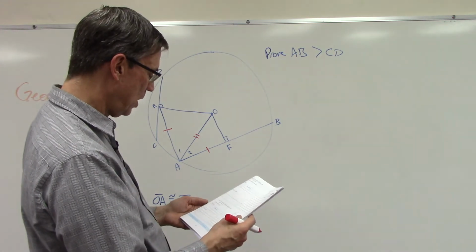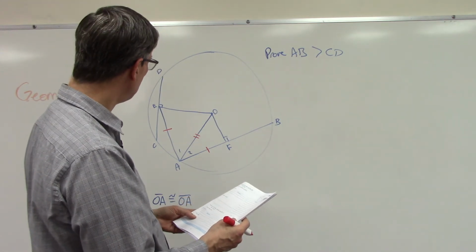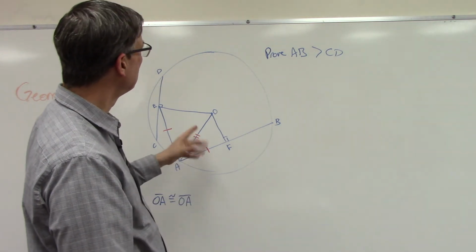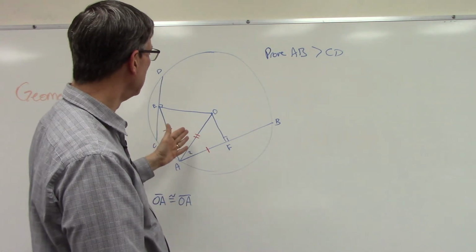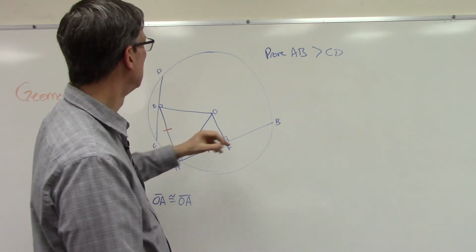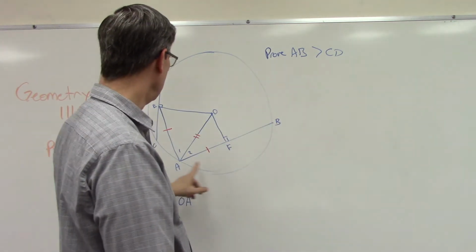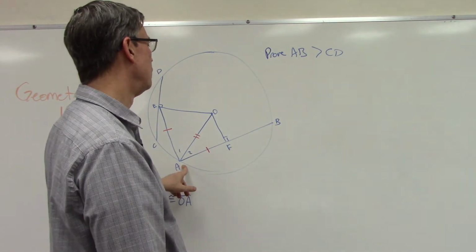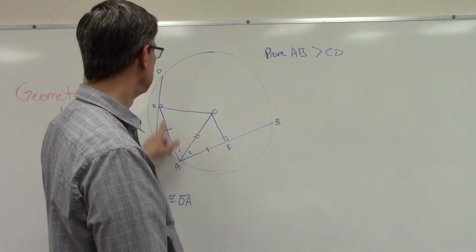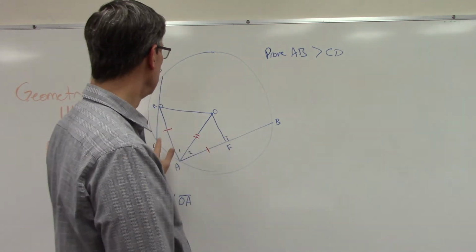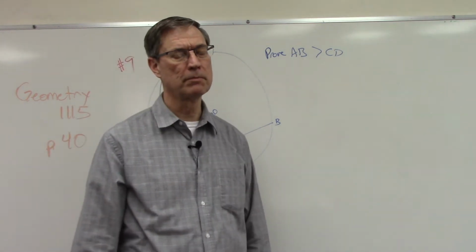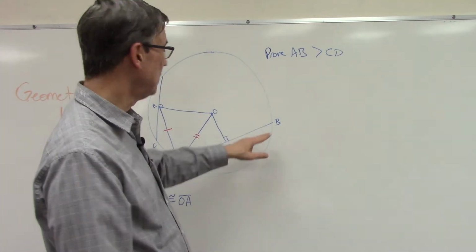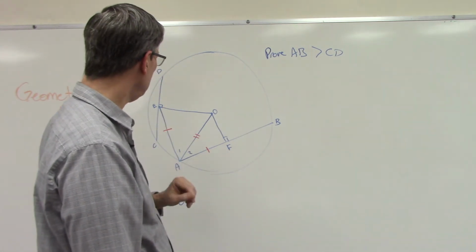So now, remember my point is we want to work from the end. So we're trying to figure out what they want us to prove. They want us to prove that AB is greater than CD. The length of AB is longer than the length of CD. So this chord is greater.